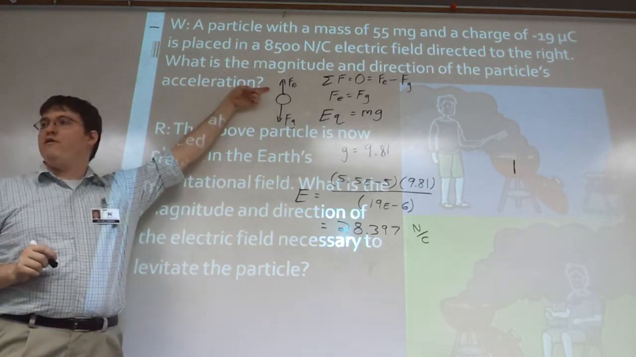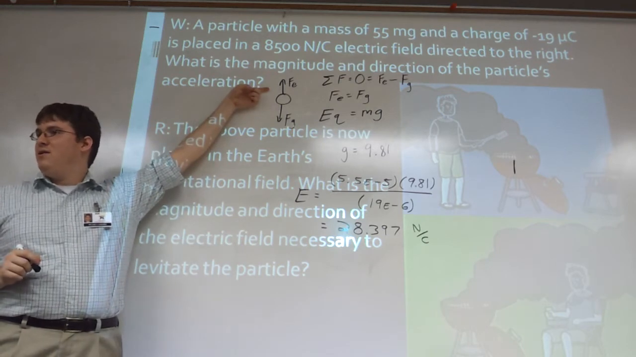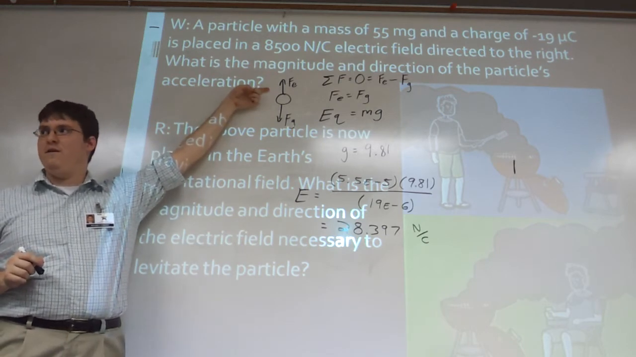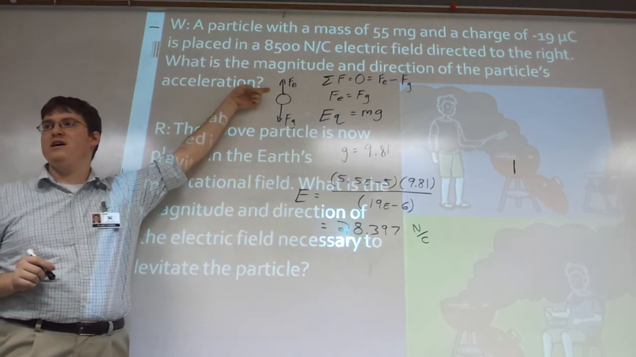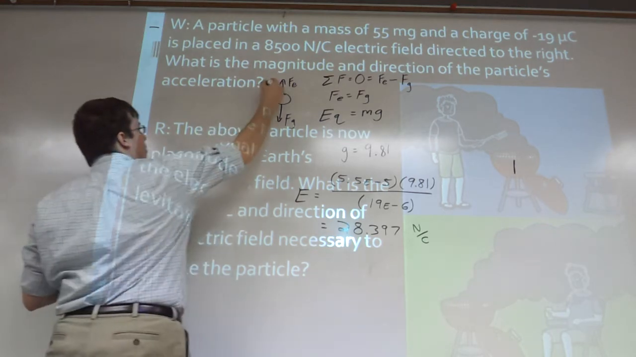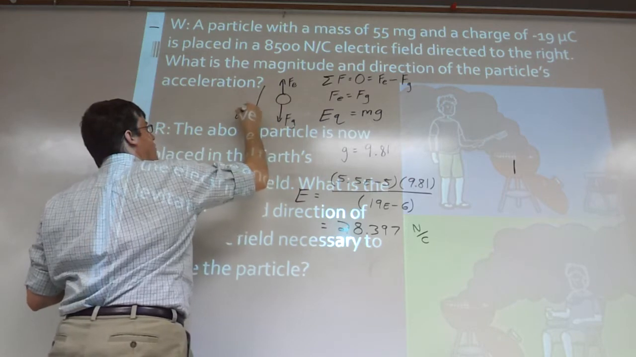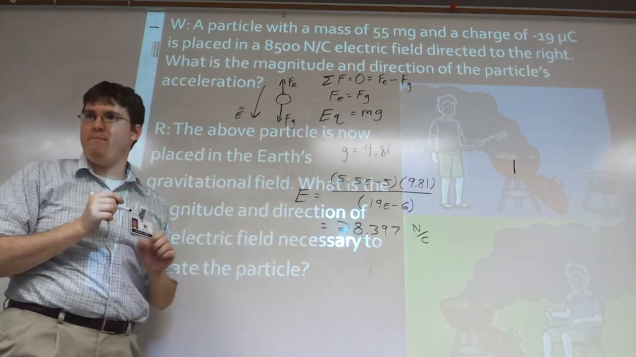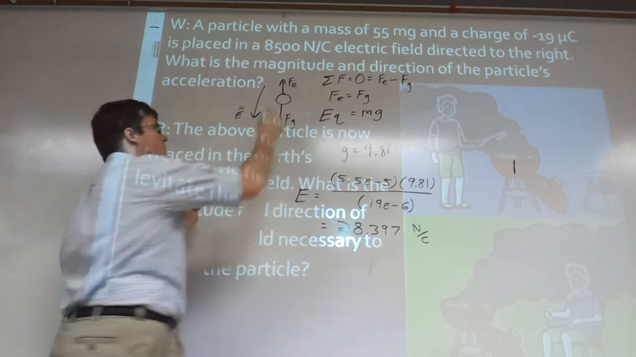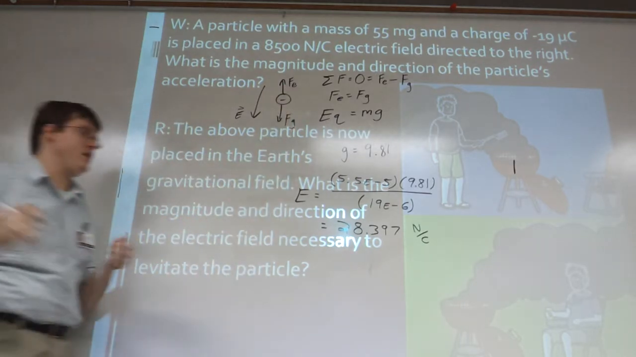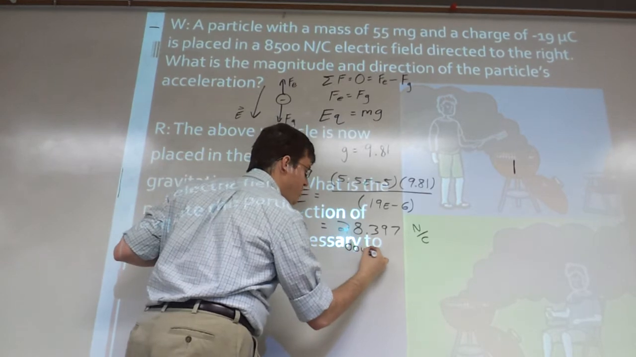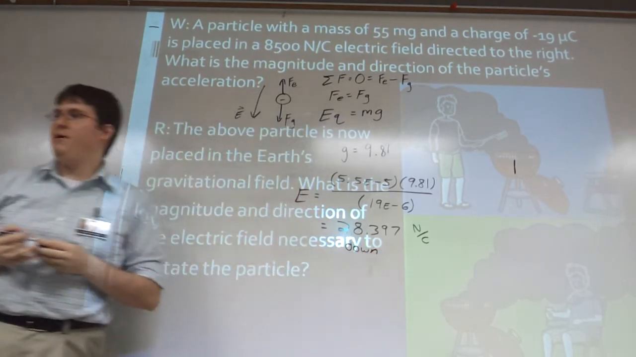We need our force to be up. Which way does a negative particle go? Opposite of the electric field. So if we have an electric field going down, a negative particle will go up. So we need our electric field to be directed down. Okay? Anybody have any questions?